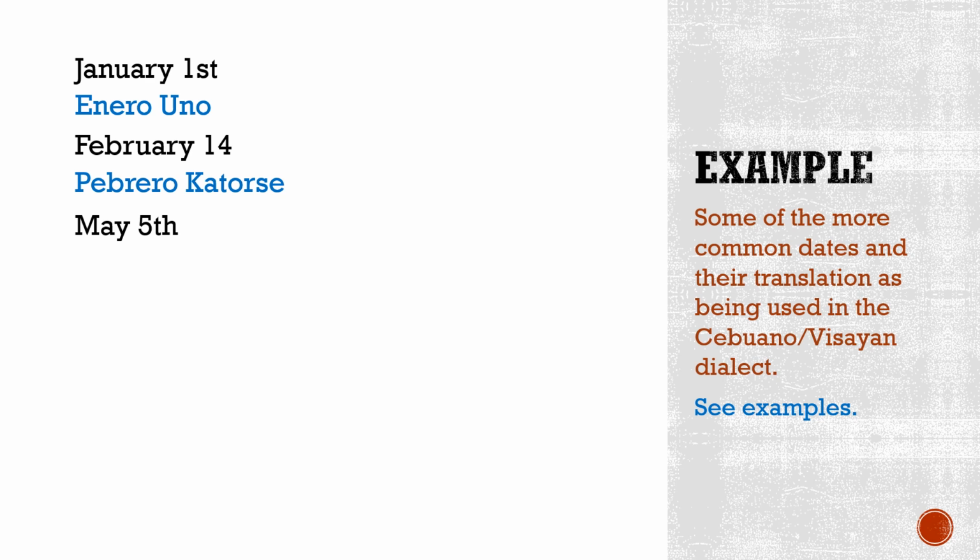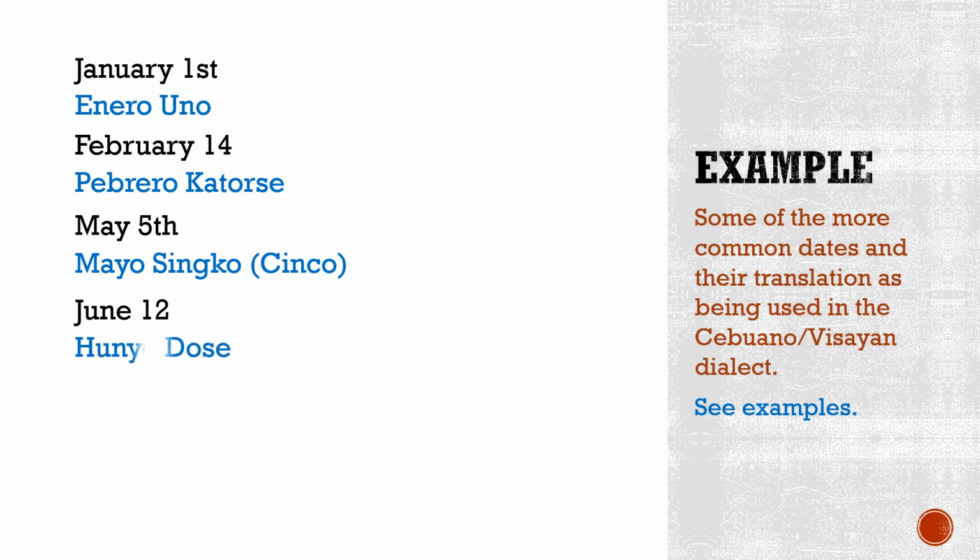May 5th. So what do you think is May 5th? Well, it's very common. It's Mayo 5. Or sometimes you can also say Cinco de Mayo. June 12th. That's Junio. 12 is 12. Junio 12. Now this is an important date in the Philippines. It's the Philippine Independence Day.